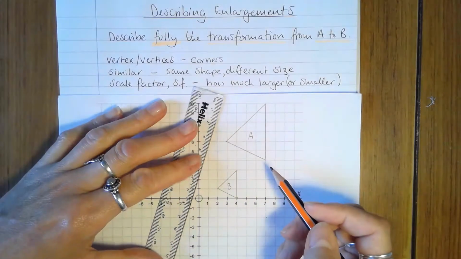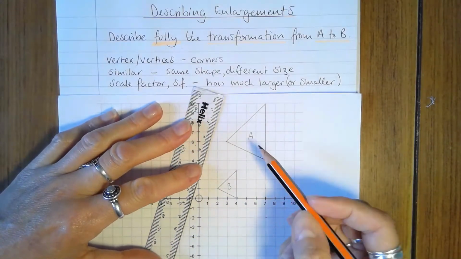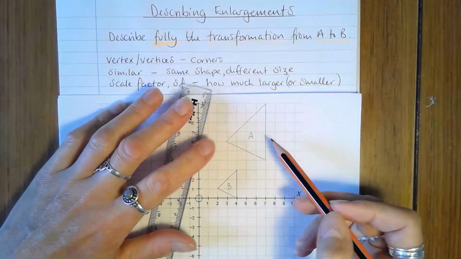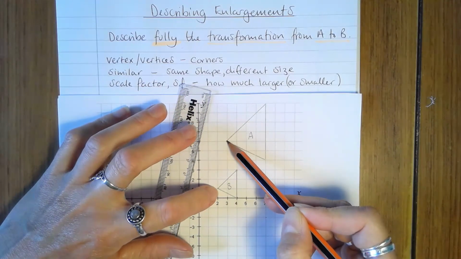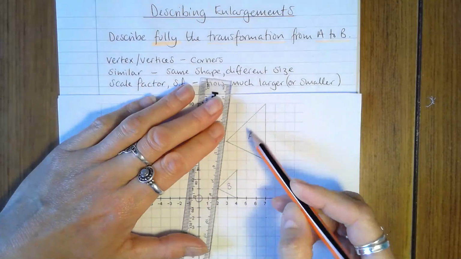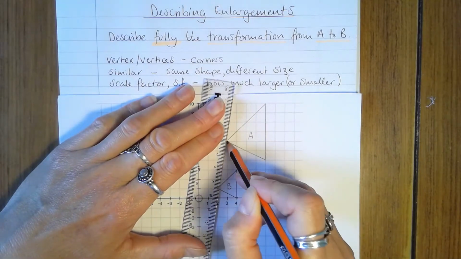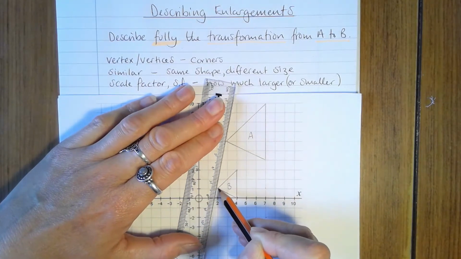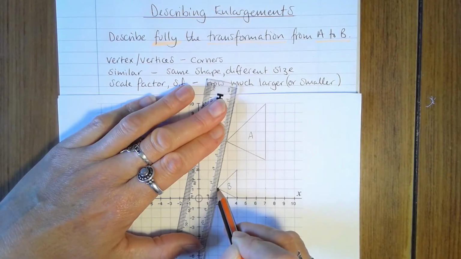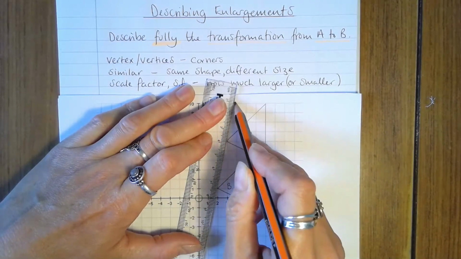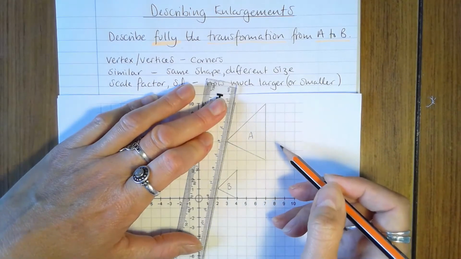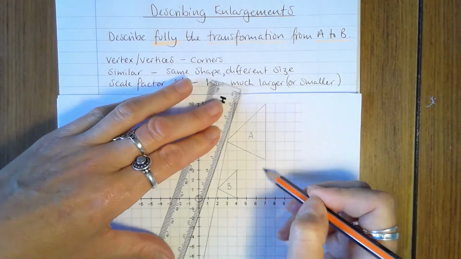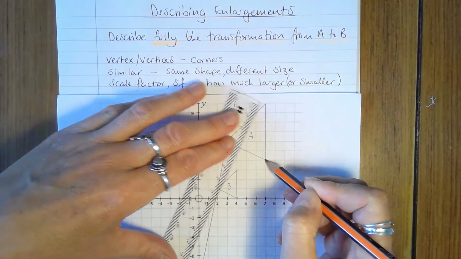So we have to identify corresponding vertices. So that means which vertex on shape B corresponds to this vertex on shape A. Well, I can see that it's this one here. So I place my ruler carefully so that each vertex lies on the ruler, and I draw a long line. Try and make it as long as you can across the grid. Do the same for this vertex here.